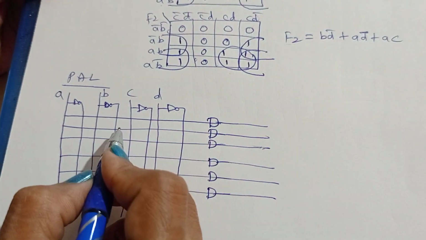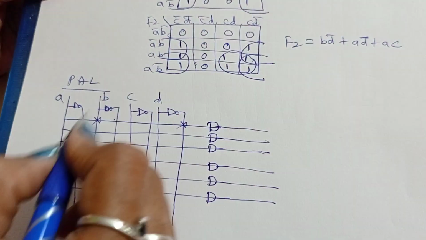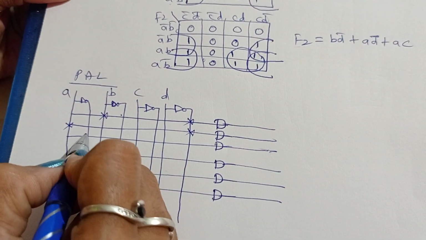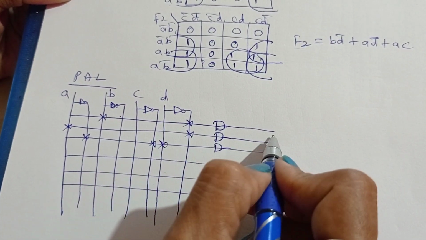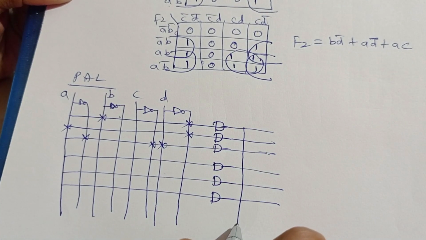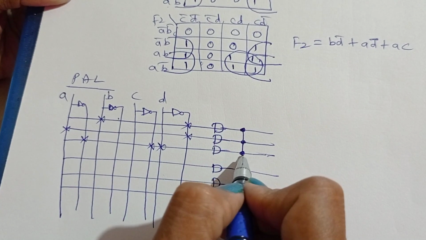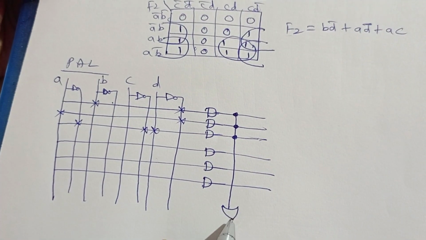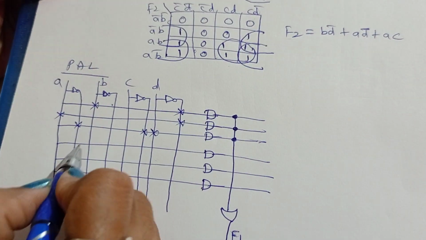Programmable, so use cross. B D bar cross. Next A D bar. Next A bar C bar D. Okay, connect these 3. These are fixed. Use the dark bubbles. So use OR connection. This becomes F1.